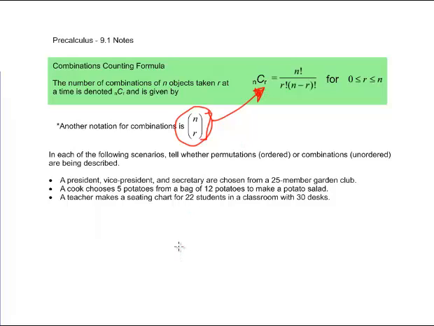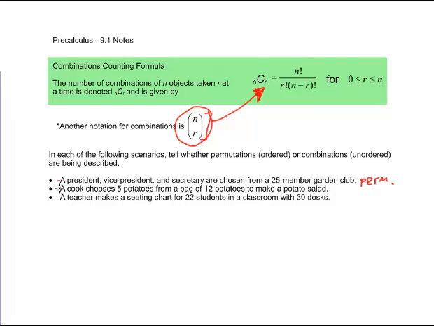Okay, so a president, vice president, and secretary are chosen from a 25-member garden club. Okay, so what do we do? Well, this is what's called a permutation. Okay, so if we're going to try and tell whether it's a permutation or combination, this is a permutation. There's an order to it. We're looking for a president, a vice president, and a secretary, and there's only one way that we can get all of that organized. There's only one specific person that can be the president, vice president, and the secretary.